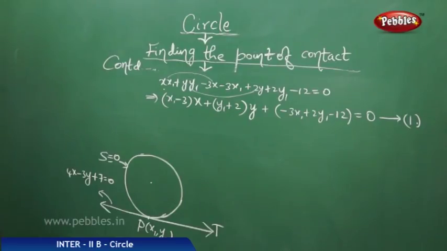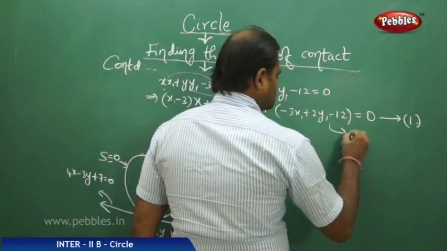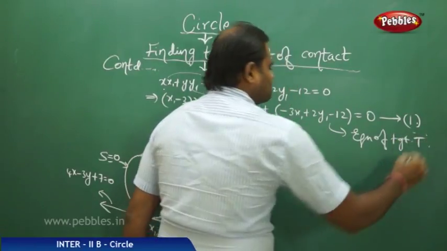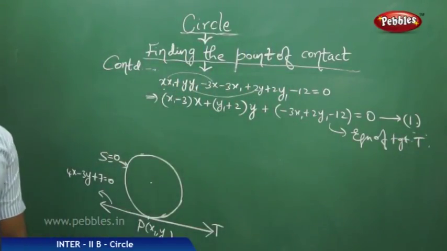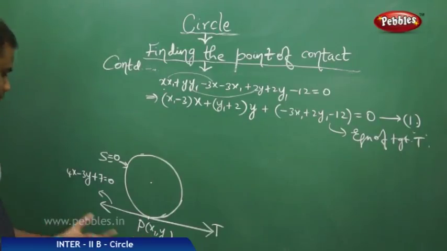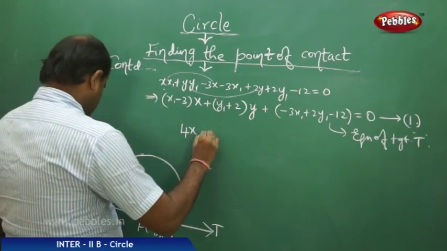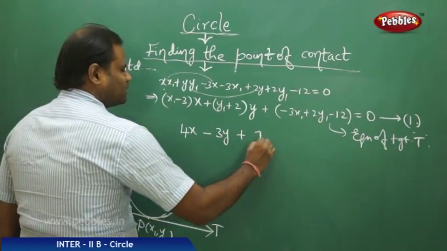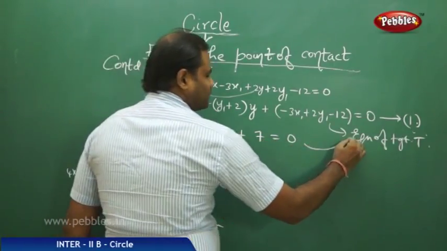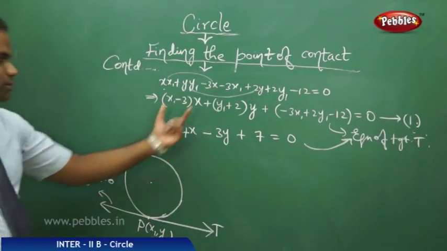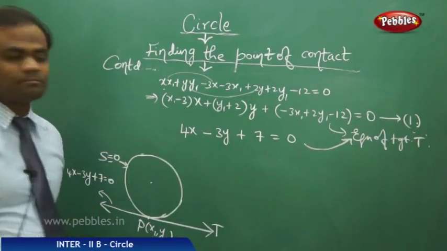Now this is the equation of tangent T, which is obtained using the formula S1 equal to 0. But the equation of tangent is already given to be 4x - 3y + 7 = 0, which is also the equation of the same tangent T. Therefore, these two lines must be same.